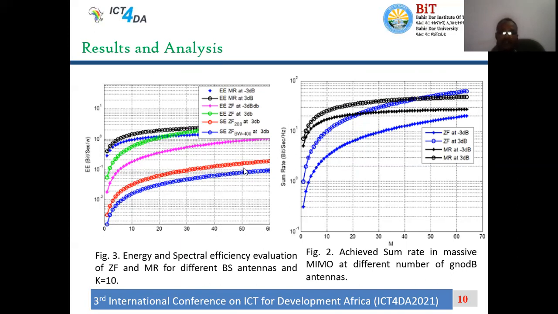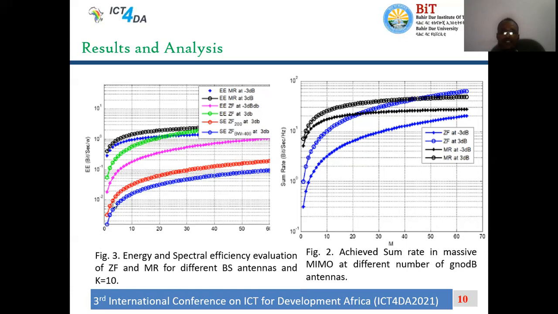The same is true for spectral efficiency. If we consider the zero forcing and maximal ratio transmitter for a smaller number of antennas, the maximal ratio transmitter for any fixed transmit power is better than zero forcing, and as the number of antennas increases, zero forcing becomes better than the maximal ratio transmitter for any fixed transmit power.